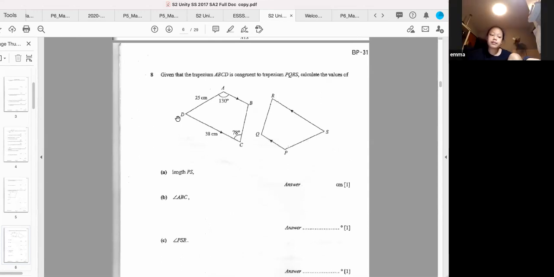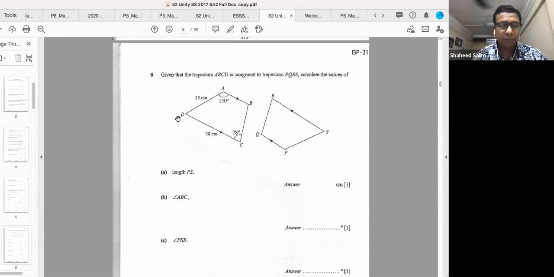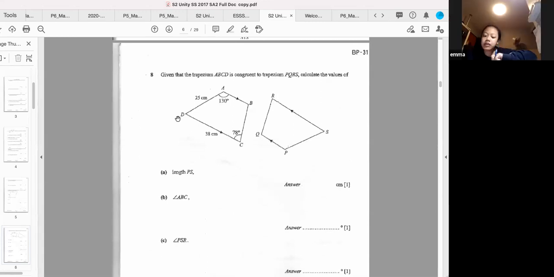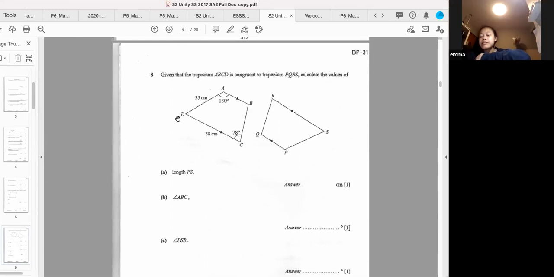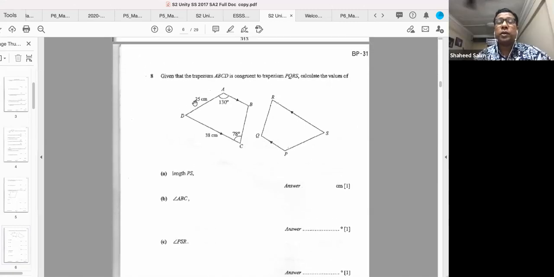25 cm. Okay, PS is 25 cm. Well done. Angle ABC: 102 degrees. Okay, angle PSR: 50 degrees. Well done. Easy for you? For me, I just want to highlight this.